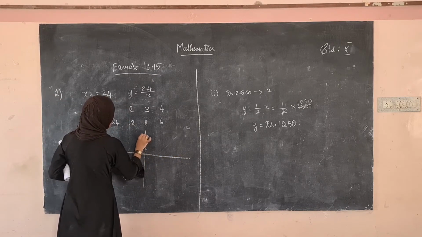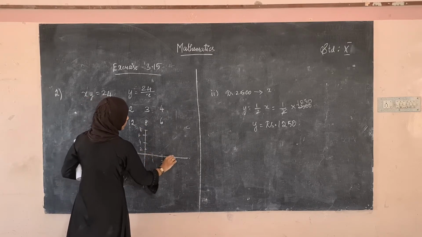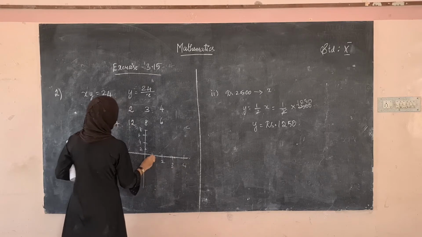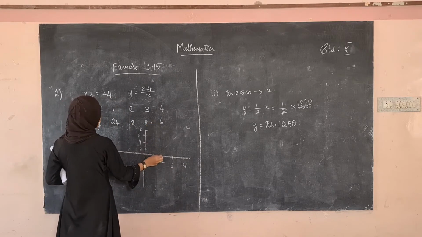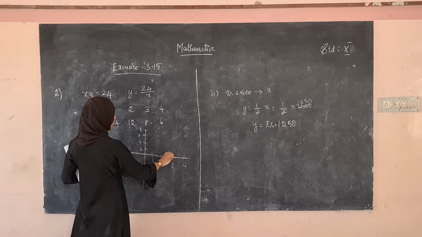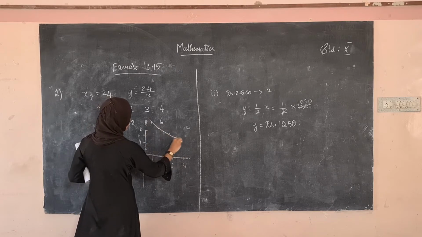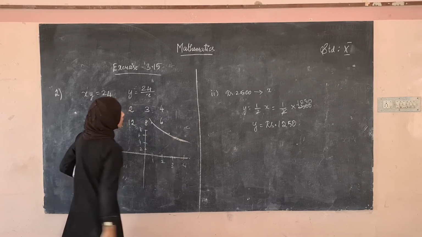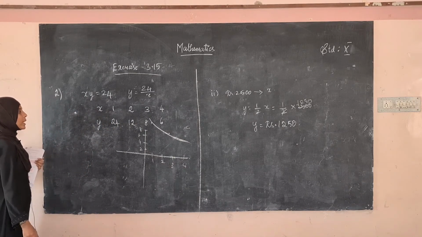2, 4, 6, 8, 12. Okay, 1, 2, 3, 4. When the value of x is 1, it is 24. When x is 2, it is 12. When x is 3, it is 8. And when x is 4, it is 6. So it goes on like this. This is the graph of the function xy = 24.